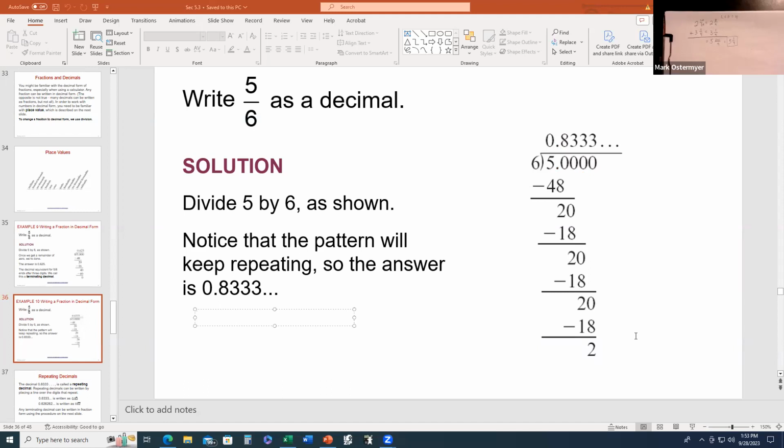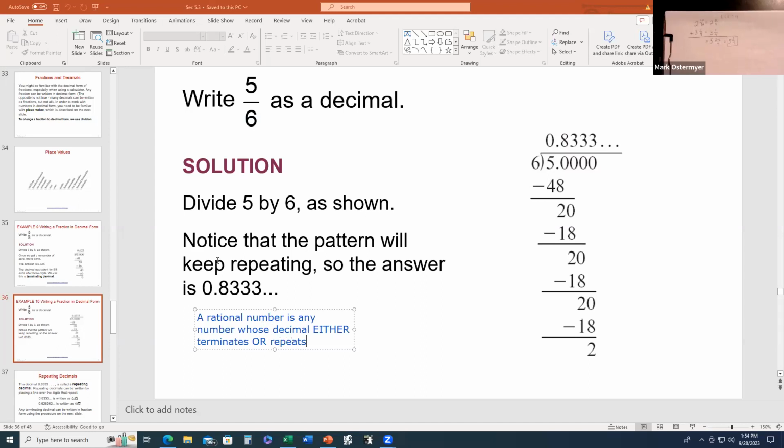Here's another definition. A rational number is any number whose decimal either terminates or repeats. There's an alternative definition for a rational number. Any number whose decimal either terminates or repeats is called a rational number.